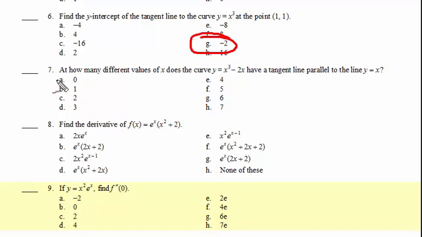Fine, so let's move on to 7. At how many different values of x does the curve x to the 3 minus 2x have a tangent line parallel to the line y equals x? So what do we need to figure here?